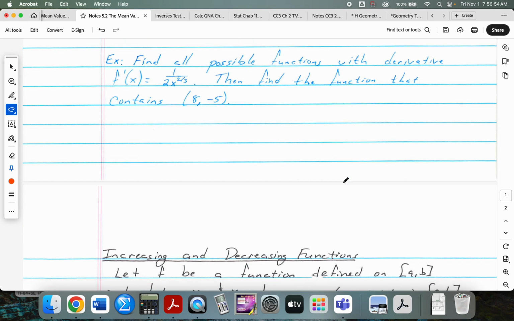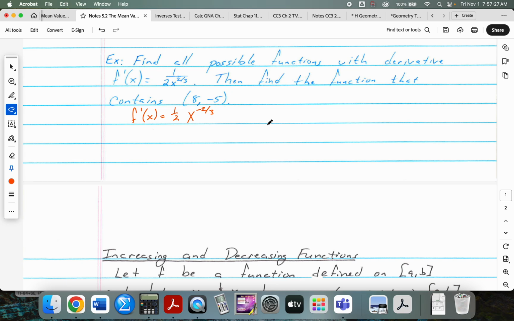So let's look, find all possible functions with a derivative f prime of x is equal to 1/2 x to the negative 2/3 power. And then find the function that contains the point 8, negative 5. Well, first of all, I've got to rewrite this derivative. F prime of x is going to be 1/2 of x to the negative 2/3 power.